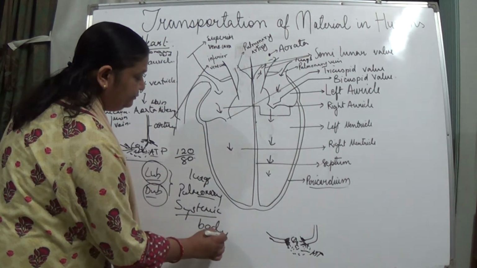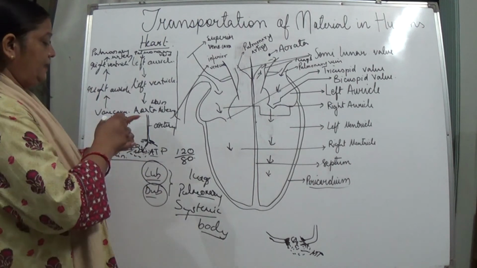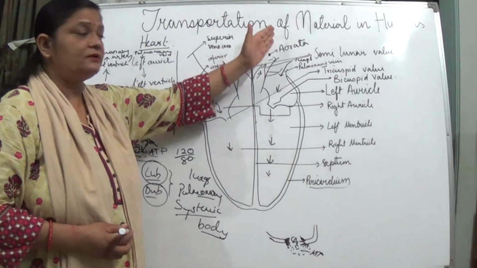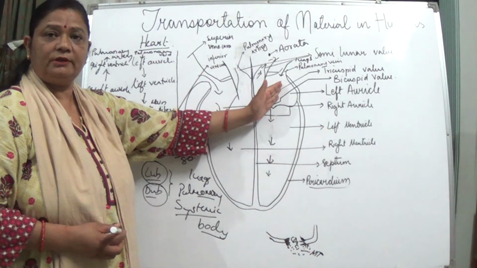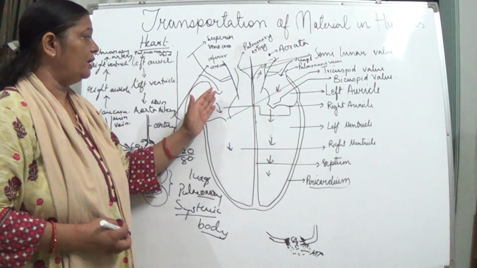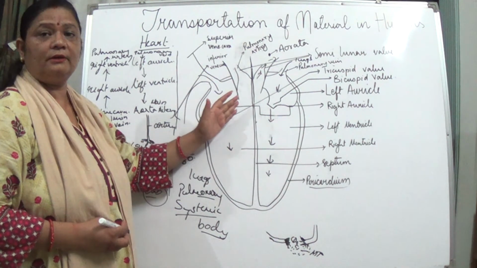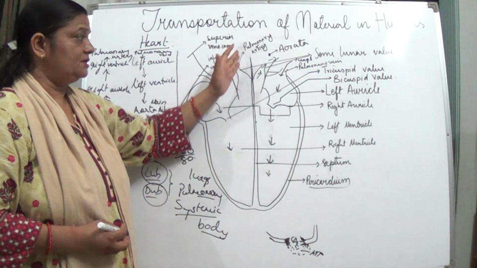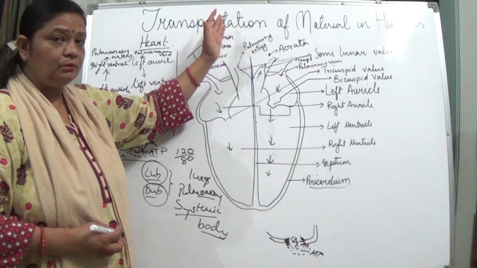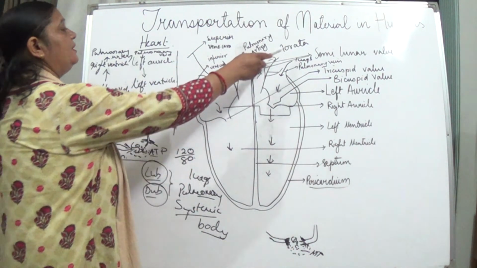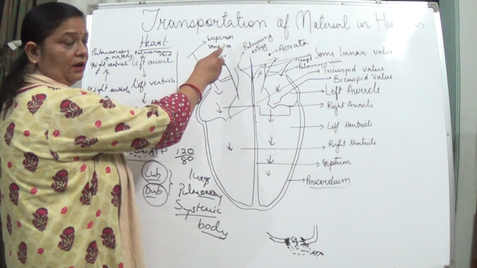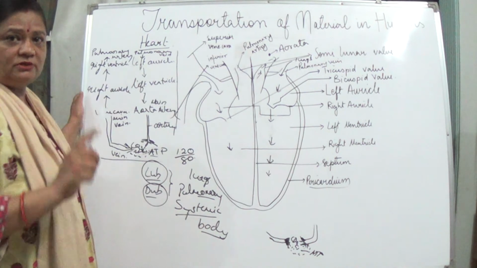Now let us see what this is. See here, oxygenated blood is coming from the lungs to the heart, to the left auricle. And on the right here, we are seeing the pulmonary artery, which is taking the deoxygenated blood to the lungs. So here blood is coming from the lungs to the heart, and here blood is going from the heart to the lungs. That is known as what?